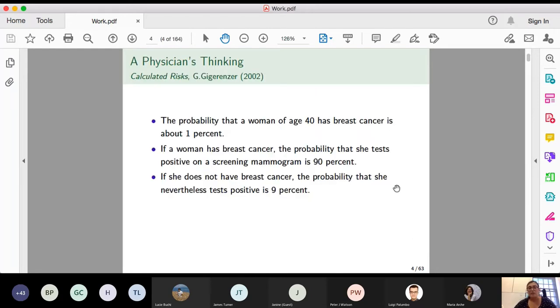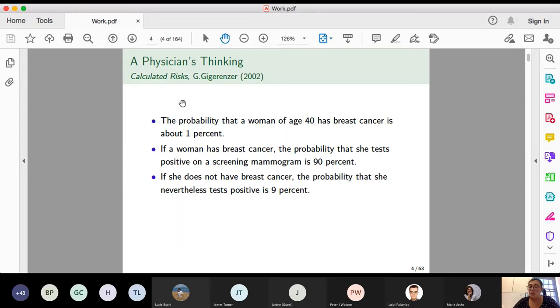Let me just mention another example, taken from another very nice book called Calculated Risks. It is about how doctors think about probability. In this example, we have the following setting. We know that for women in their 40s, the probability that they have breast cancer is about 1%. Now, if a woman has breast cancer and goes to the hospital and has a scan, this scan will come back positive, indicating breast cancer, in 90% of the cases. So the probability of a true positive is 90%.